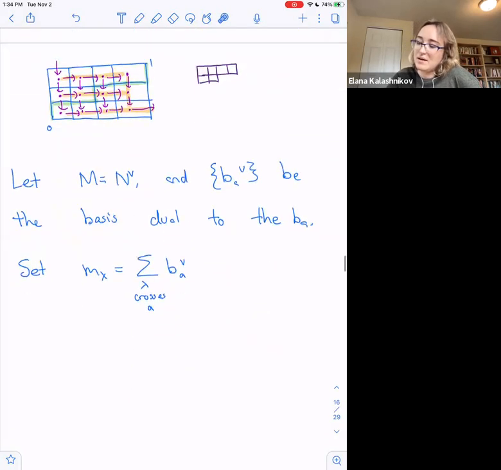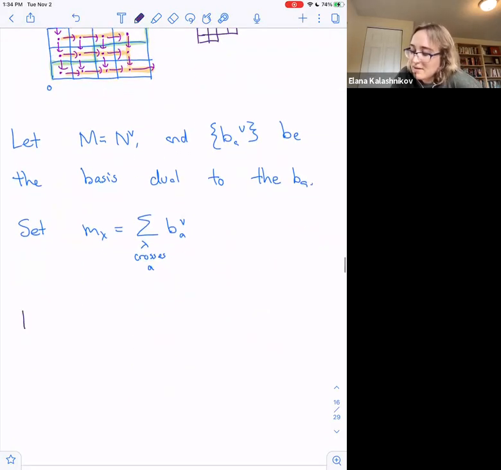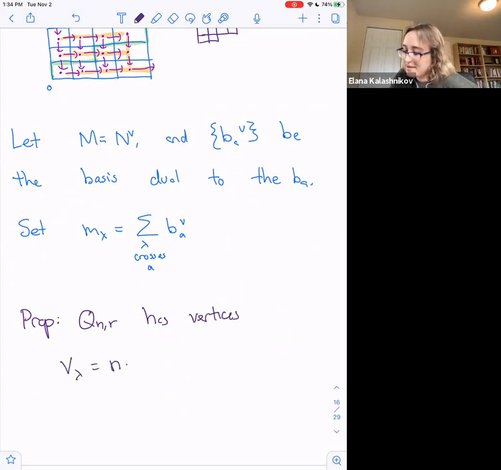And so then you get Q_{n,r} like this. Q_{n,r} has vertices b_lambda obtained by scaling m_lambda by a factor of n and then shifting.